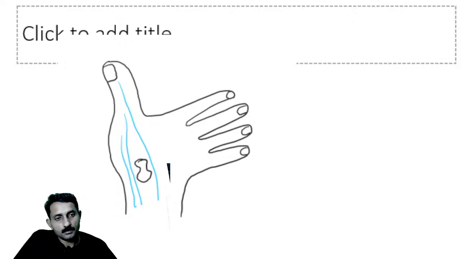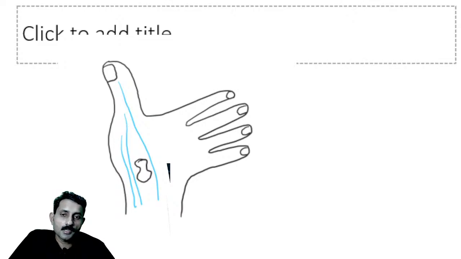Now, in other terms, what are the boundaries of this anatomical snuff box? They can ask you this. We have three muscles here: abductor pollicis longus, extensor pollicis longus, and extensor pollicis brevis. Here we have two tendons. This one is called abductor pollicis longus, which is stopping here. One muscle will stop here.